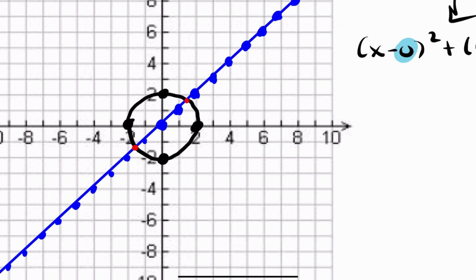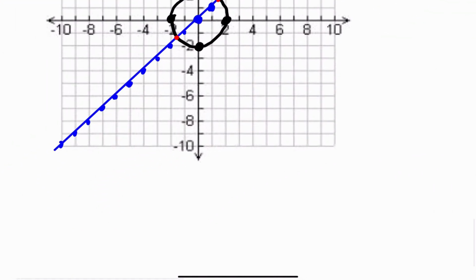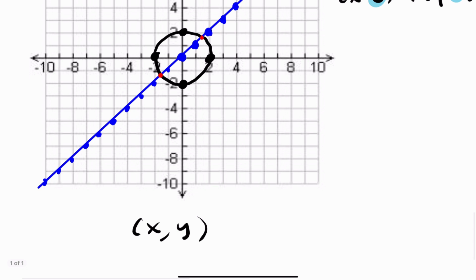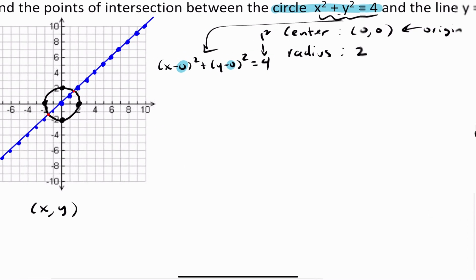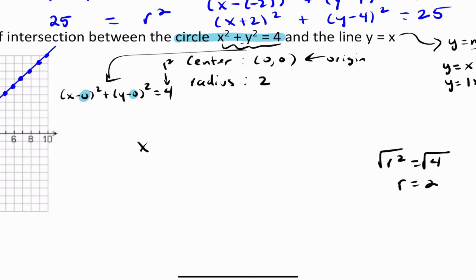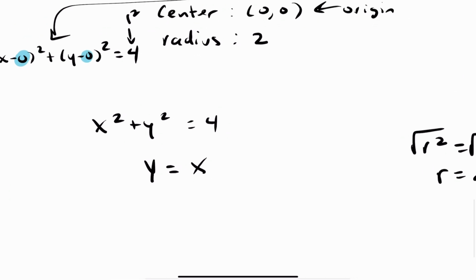So this is what I'm going to do. Now remember, points are in the form x comma y. So what is this point in the form x comma y, and what is this point in the form x comma y? So let me go ahead and write these two equations. So we have x squared plus y squared equals 4, and then y equals x. So I have these two equations, and I want to figure out where they intersect, right? So you have to go and recall Algebra 1. We're going to be dealing with a system of equations, okay? So this is a system of equations.